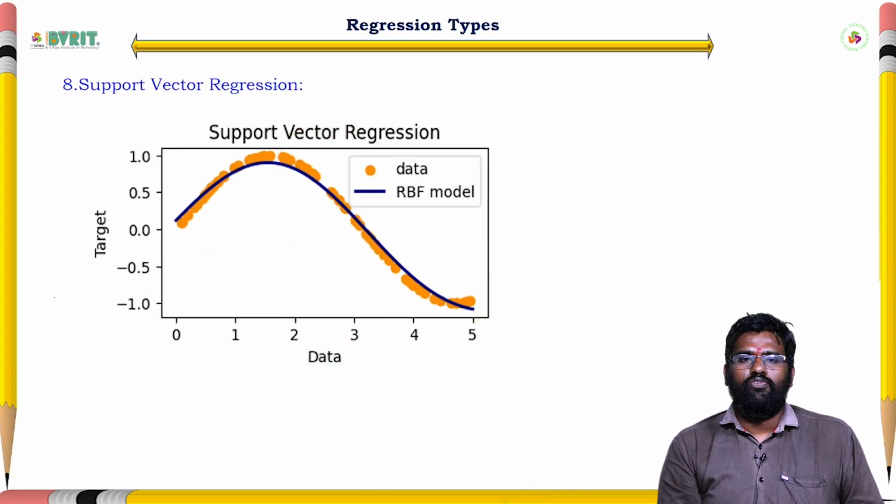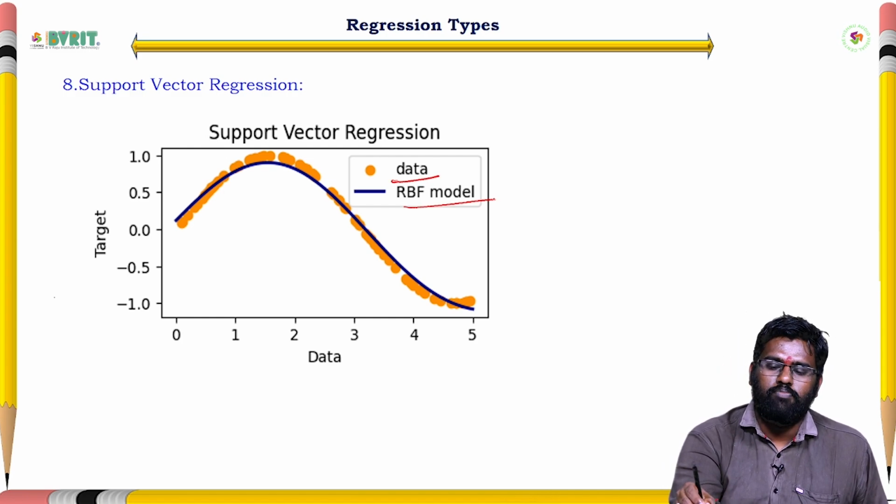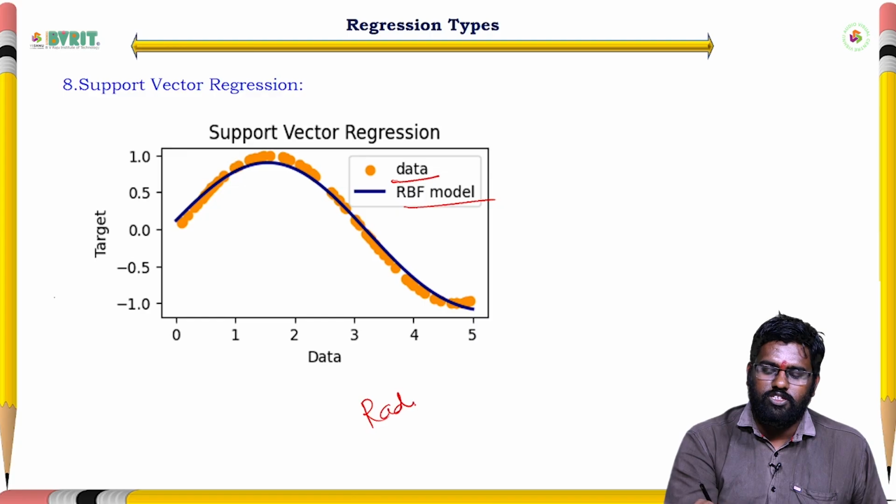Next one, support vector regression. Support vector regression means it is used to show the data points along with RBF. RBF means radial basis functions.